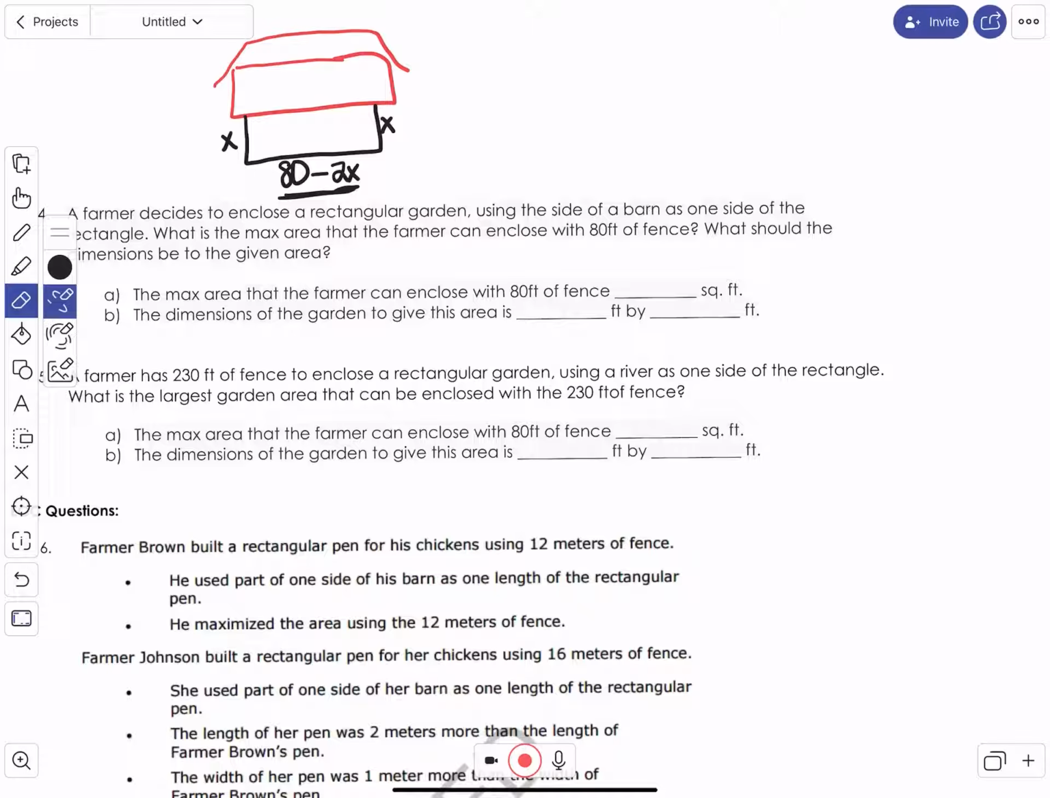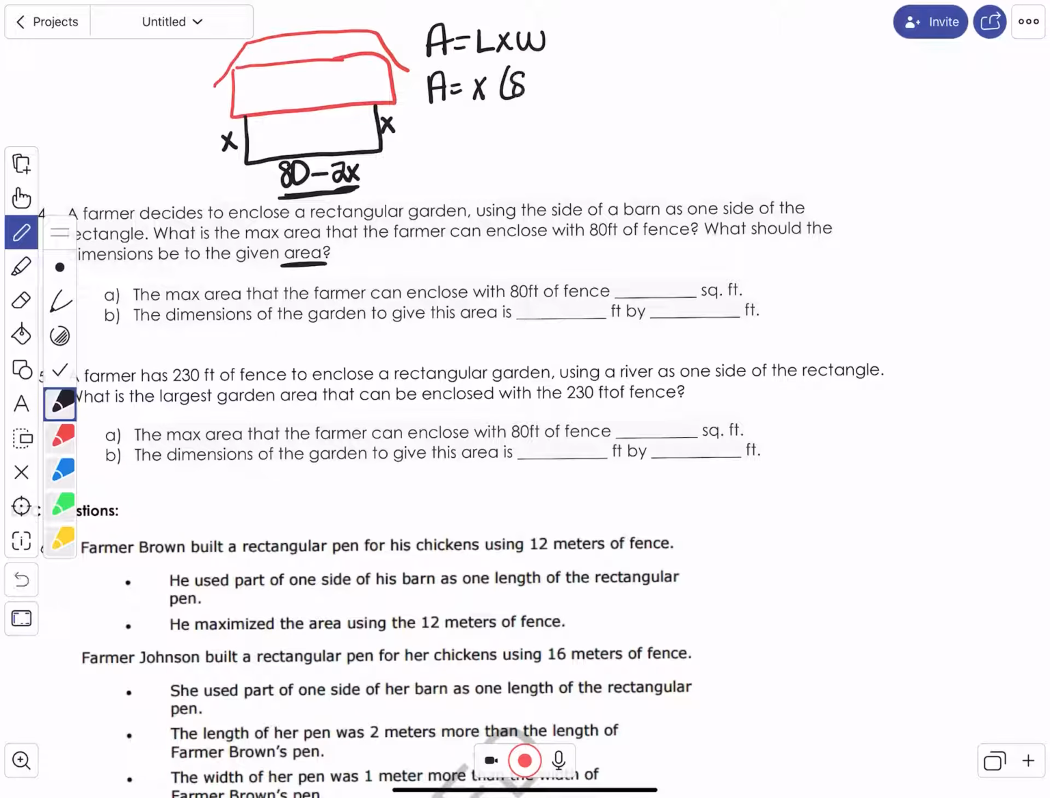Now, we are coming up with an area. So what is the area formula? How do you get the area of a rectangle? Area is length times width, okay? Length times width. So area is going to be x times 80 minus 2x, all right? So what we're going to do is very similar to what we just did in Desmos, okay? We're wanting to find the max area that we can enclose with 80 foot of fence, okay?